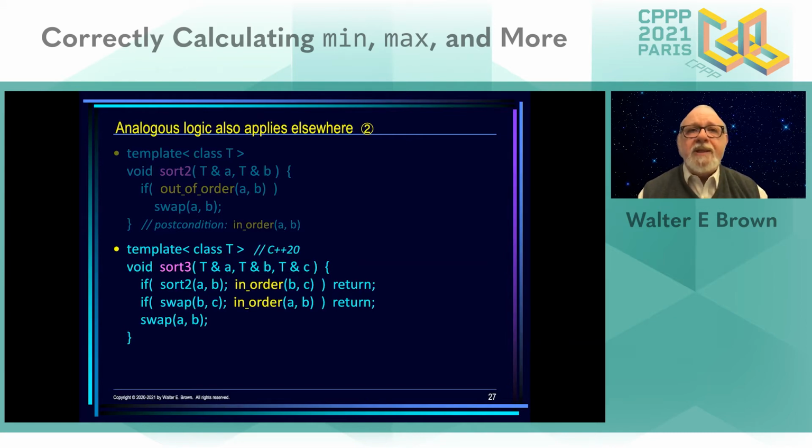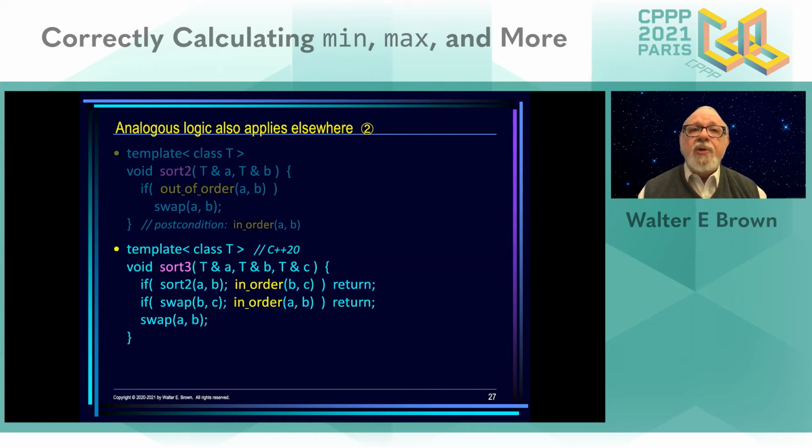It says, after sorting A and B by calling sort2, if it so happens that B and C happen to be in order, we can do an early return. We're done. We've guaranteed that A and B are in order. We've established that B and C are now in order. We're done.